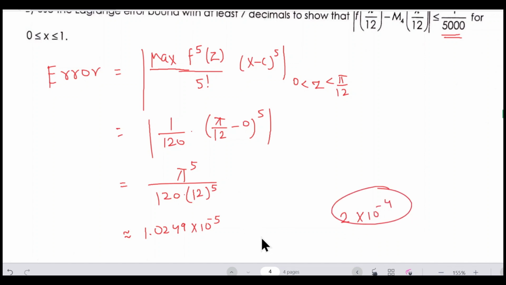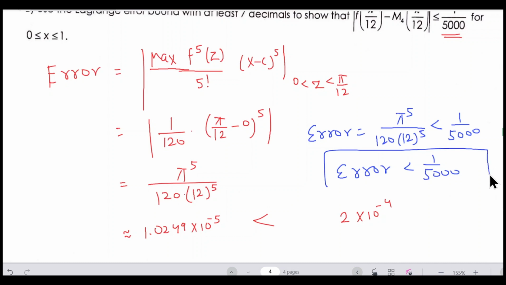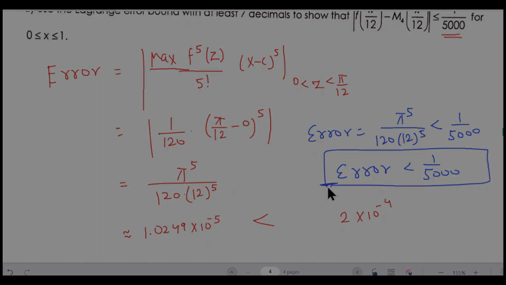So obviously this is a bigger number, right? So if I say that the maximum error is this, I can also say that this number is also less than this number over here. So in a way, I can say that the error is equal to pi raised to 5 over 120 times 12 raised to 5, and this number is already less than 1 over 5,000. So the error is less than 1 over 5,000. That's how we're going to do it. Hope that makes sense.